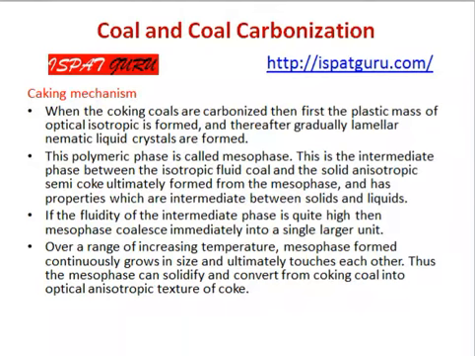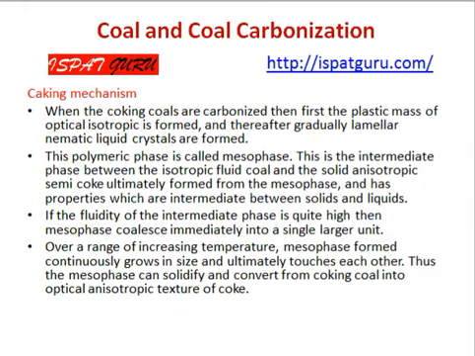Coking mechanism. When the coals are carbonized, first the plastic mass of the optically isotropic phase is formed and thereafter gradually lamellar nematic liquid crystals are formed. This polymer phase is called mesophase. This is the intermediate phase between the isotropic fluid coal and the solid anisotropic semi-coke ultimately formed from the mesophase, and has properties which are intermediate between solids and liquids.